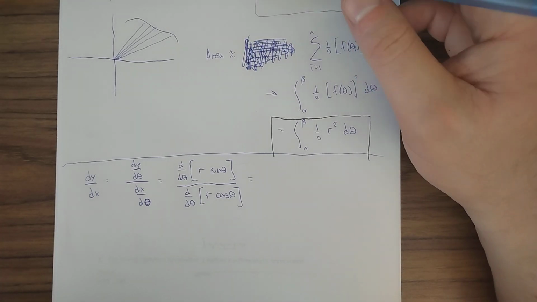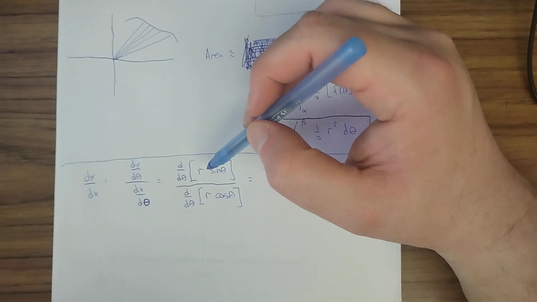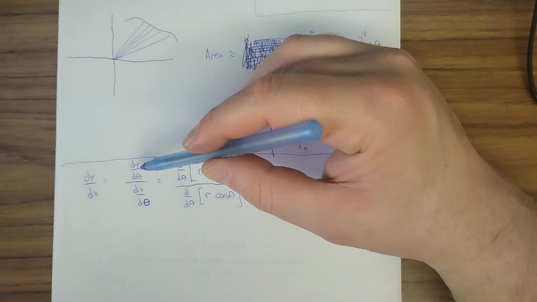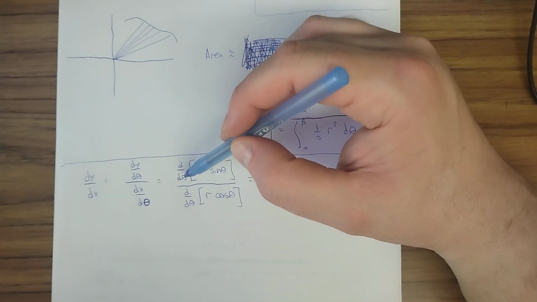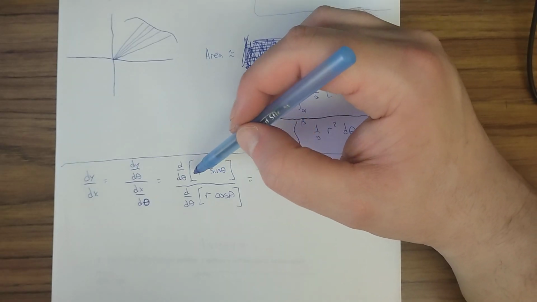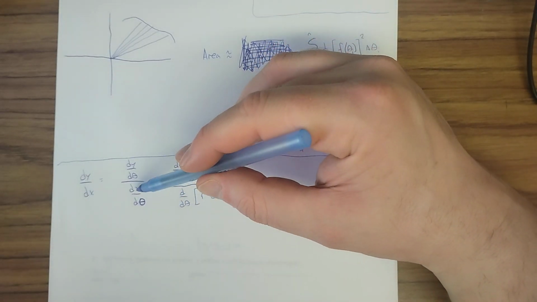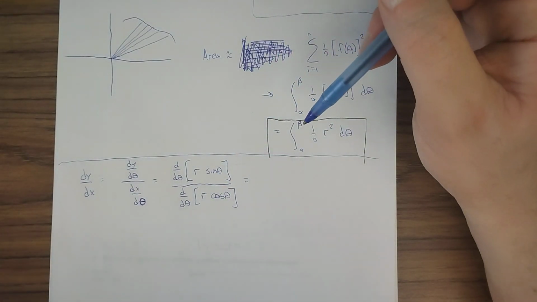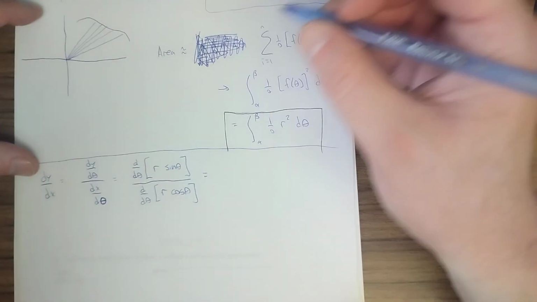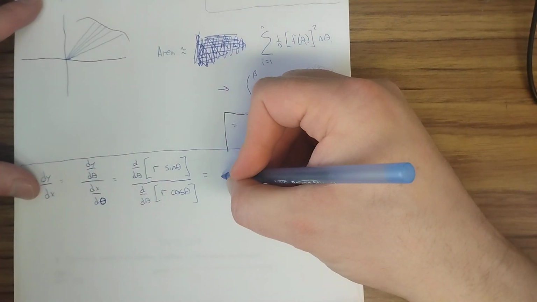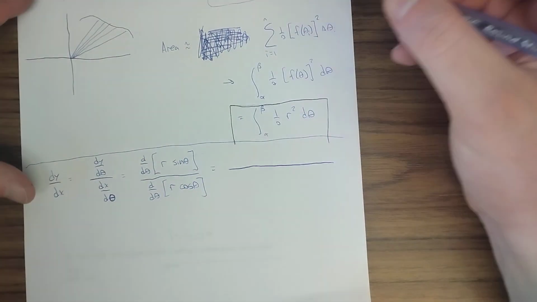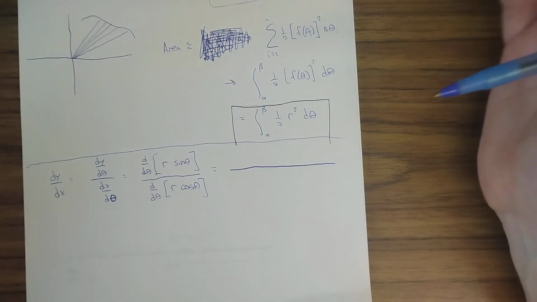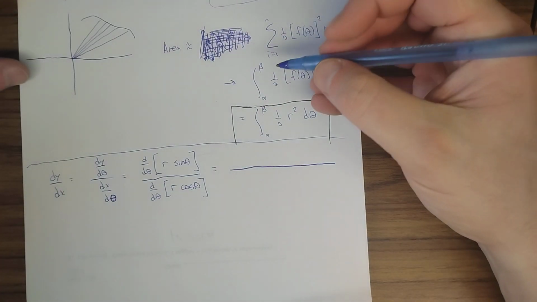Okay, and recall that y is r sine theta and x is r cosine theta. So when I do dy over d theta, that's the derivative with respect to theta of y, which is this, and dx over d theta is the derivative with respect to theta of x, which is this. And we can do that. So remember the product rule, and keep in mind that r is a function of theta. So the derivative of r is, we could say, r prime or dr over d theta.